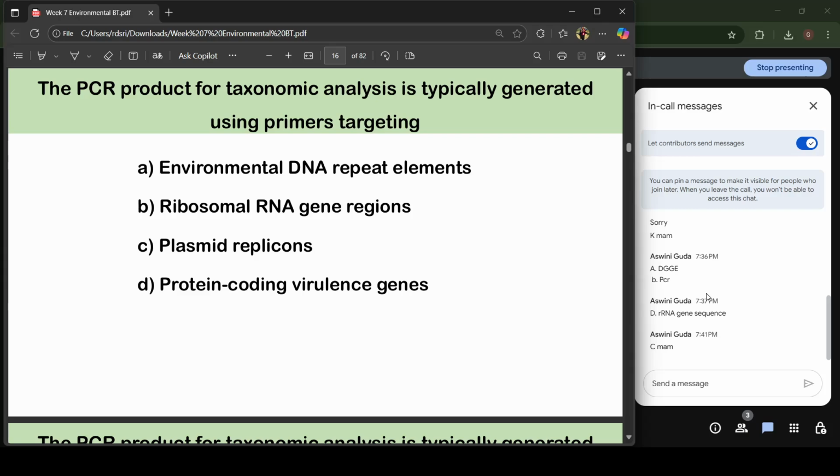So the next question is, the PCR product for taxonomic analysis is typically generated using primers targeting which of the following? So when we are going to design a primer for a PCR reaction, when we are doing a taxonomic analysis, which of these conditions would generally be considered?